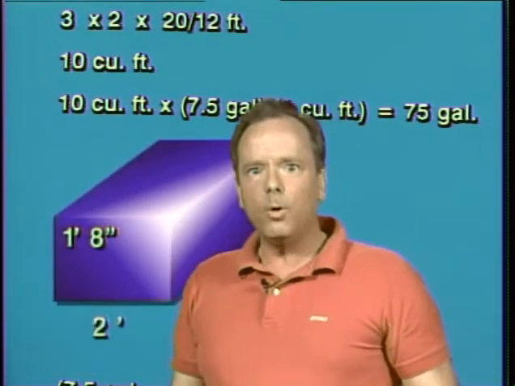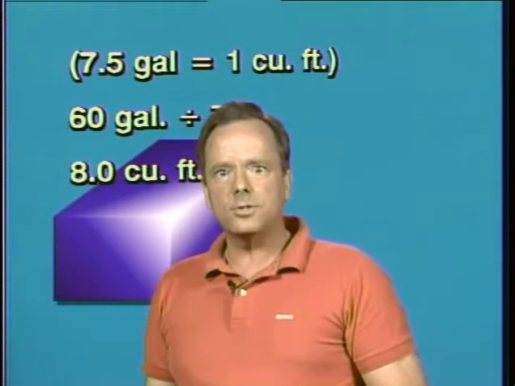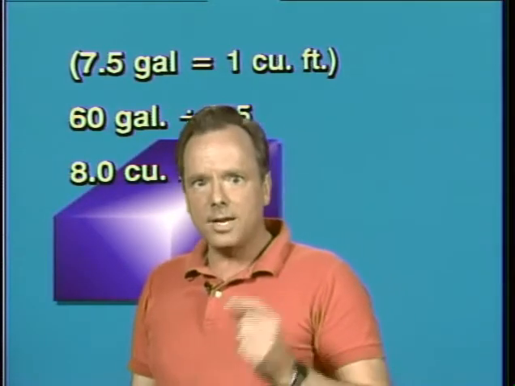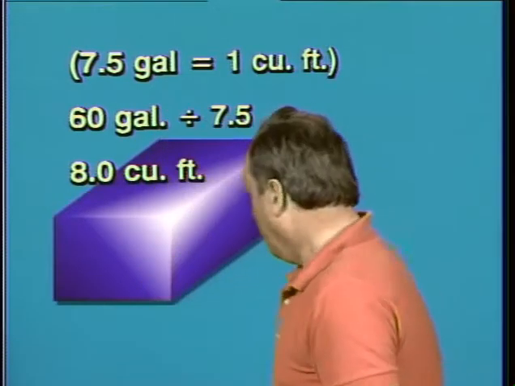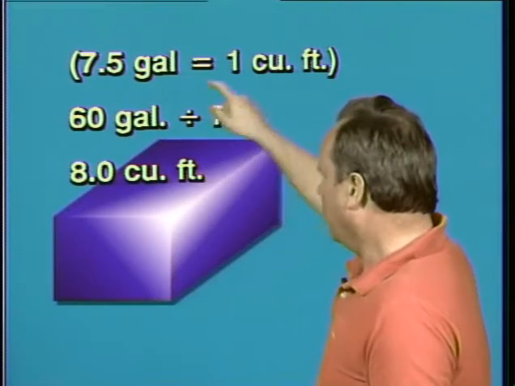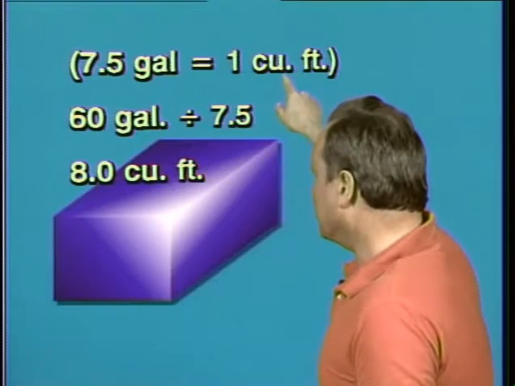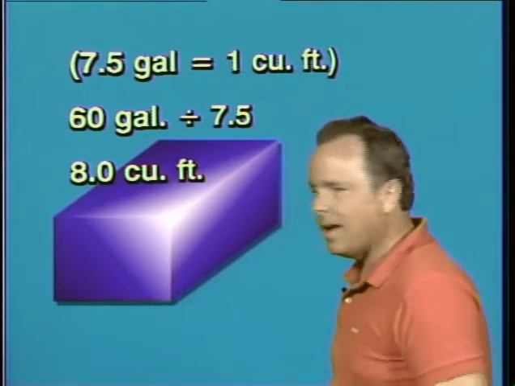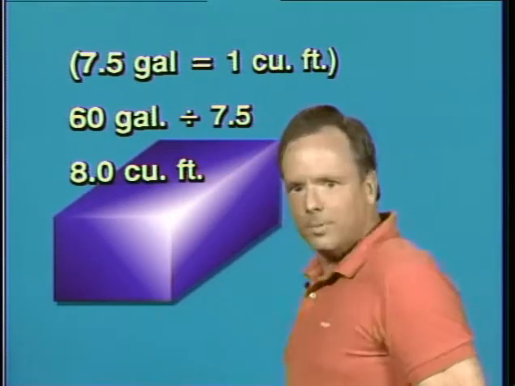All right, here's one more question about fuel tanks you need to know. They're going to say select the container size that will be equal in volume to 60 gallons of fuel. Well, 60 gallons, and we know that 7.5 gallons is 1 cubic foot. So you take 60 gallons divided by 7.5, and you get 8 cubic feet.